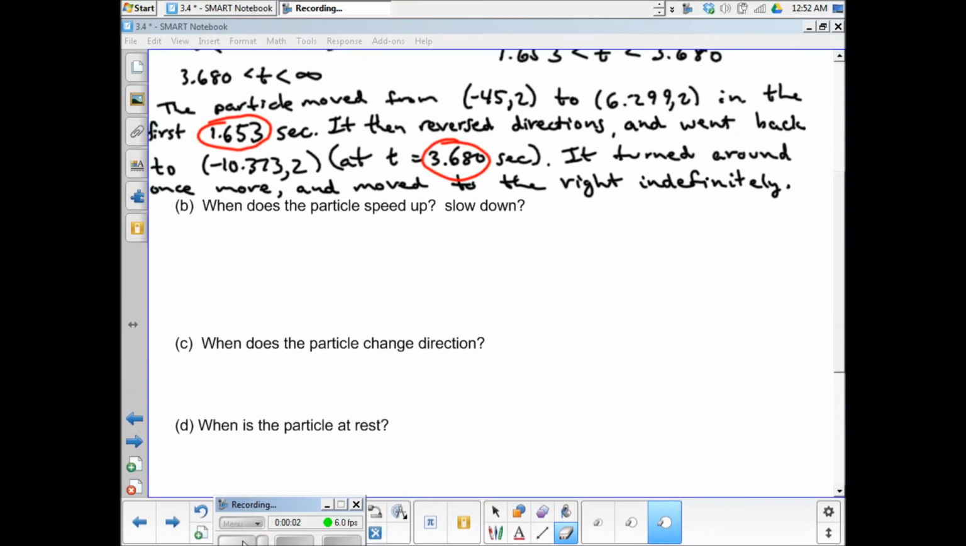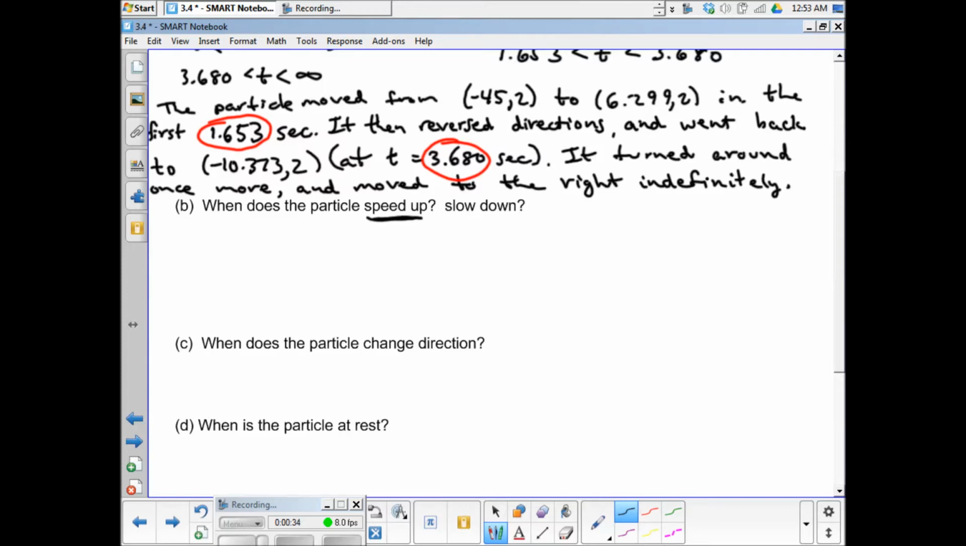Okay, this next question asks, when does the particle speed up? We have to be very careful with the wording here. Speed up would mean that the speed is increasing. Okay? Does not mean necessarily that the velocity is increasing. The speeds are getting greater. Okay, so to do this, we are going to have to look at the derivative graph, but we're going to have to look at its absolute value.